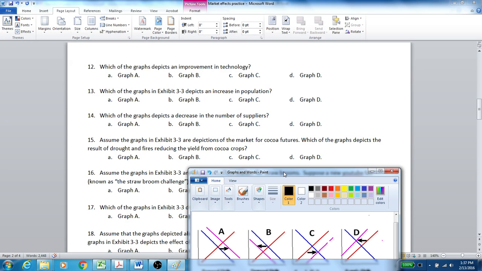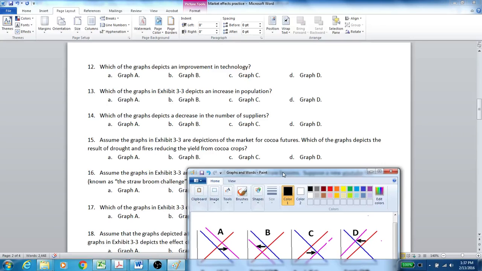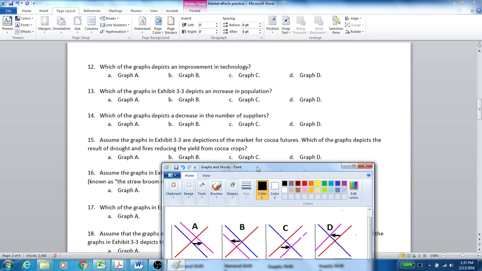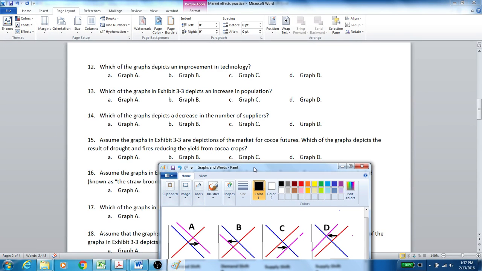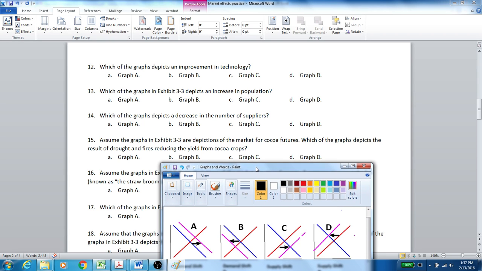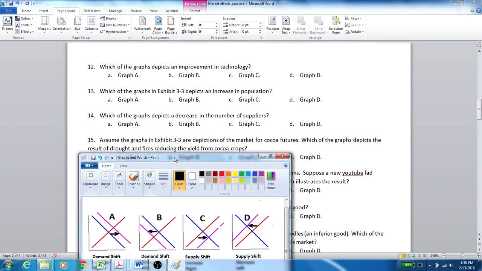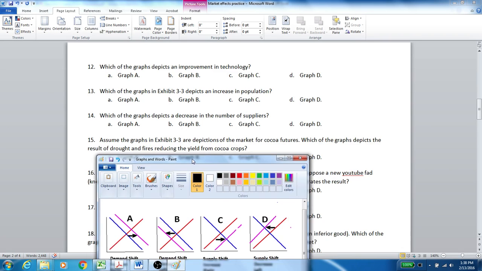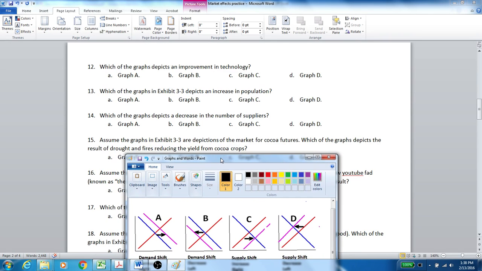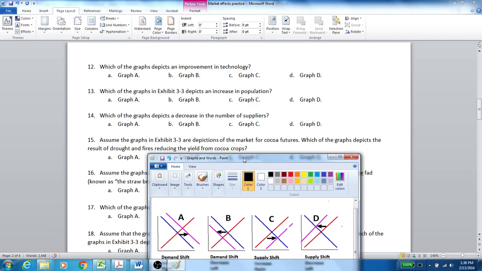Assume the graphs in exhibit 3.3 are depictions of the market for cocoa futures. Cocoa, of course, is what you use to make chocolate, and cocoa futures are what is expected to be the future value of the cocoa crop. So if we're thinking about the result of drought and fires reducing the yield from cocoa crops, we would expect there to be a decrease in the supply of cocoa.